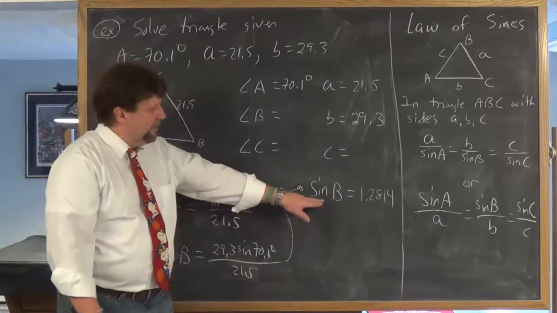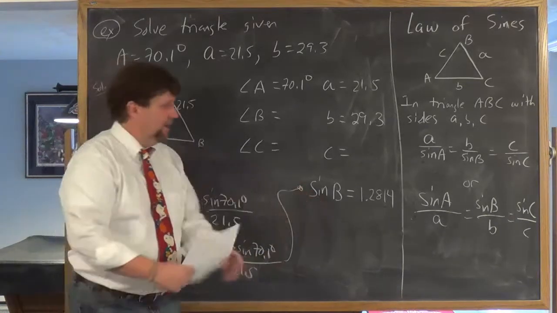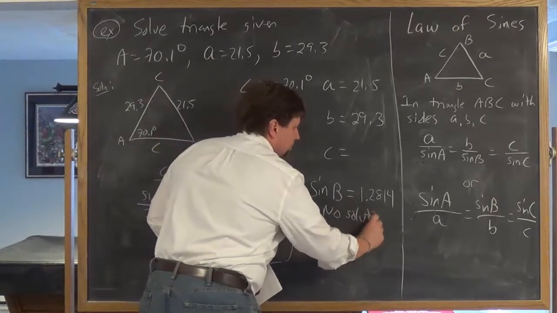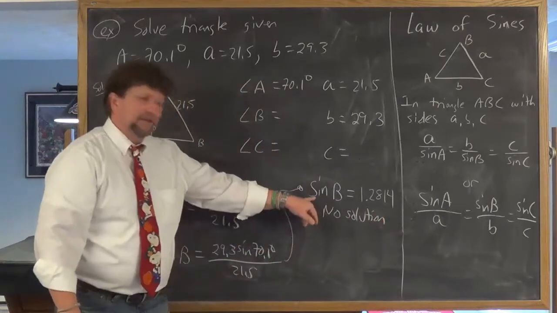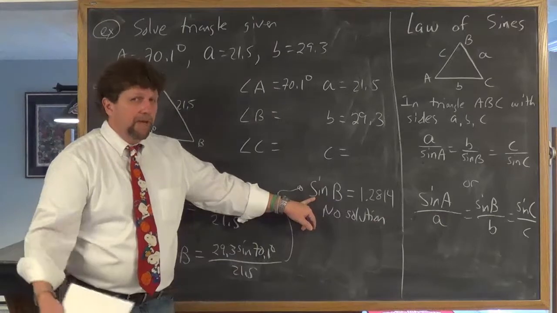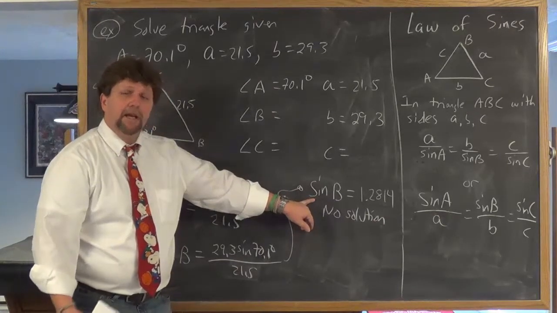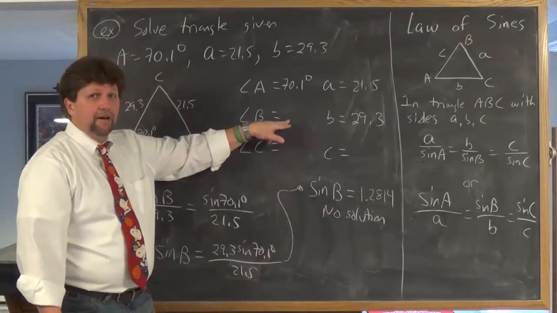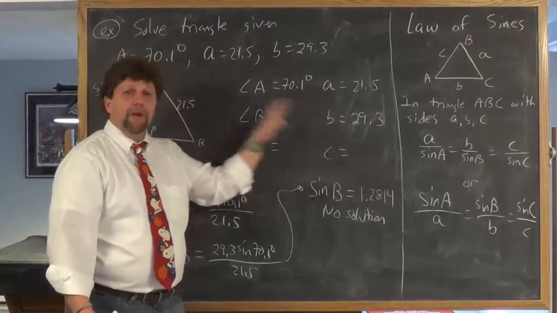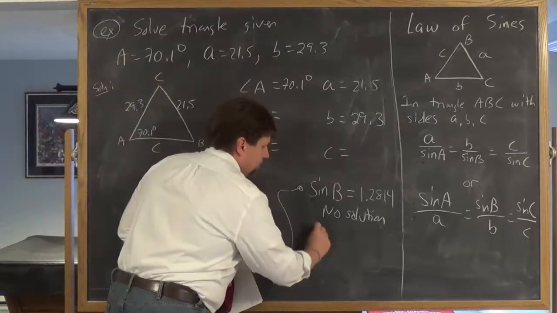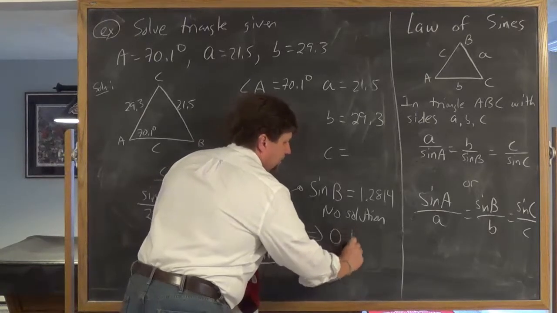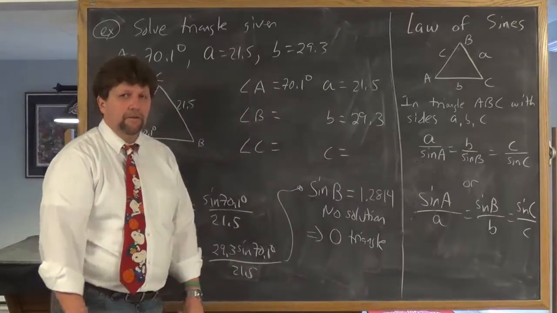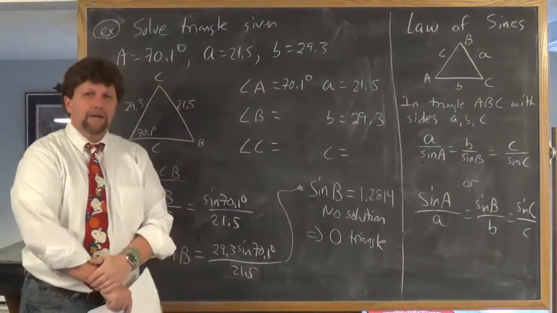Absolutely not. So this equation doesn't have a solution. There is no B that makes this true. If this equation has no solution, that means there's no angle B that will make this a true statement. If there's no angle B, that means there's nothing for me to put in here. That tells me that my given information is producing 0 triangles. There's no triangle here. For the given information, we can't make a triangle.